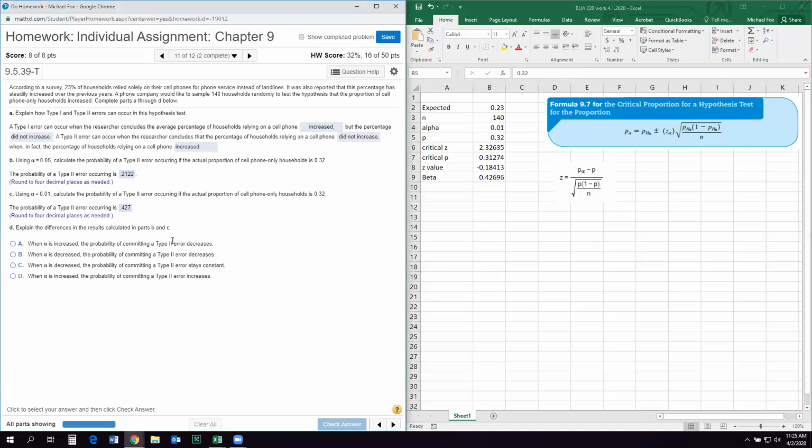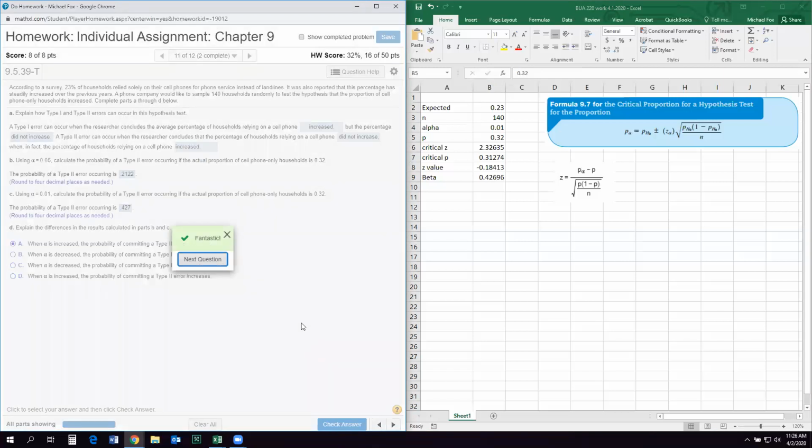And then finally, it's going to say explain the difference. The difference is that as our alpha increases, our beta decreases, and vice versa. So it's an inverse relationship. So here it says decrease, decreased. That's not right. Decrease stays constant. That's not right. Increase, increase. That's not right. So it's got to be this one that shows an inverse relationship between these two.